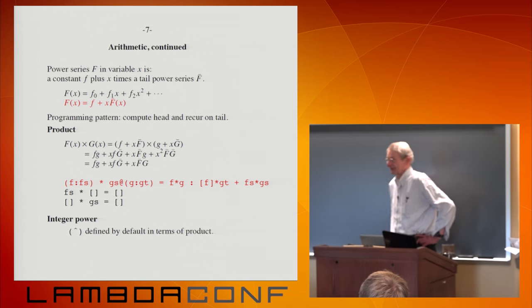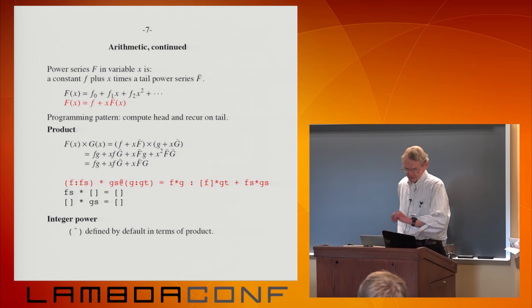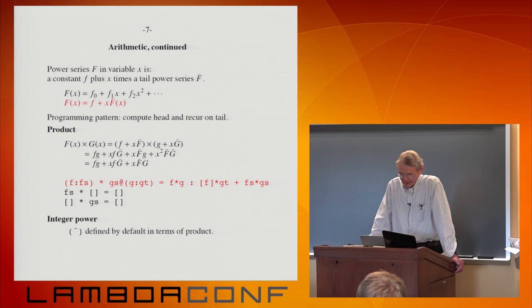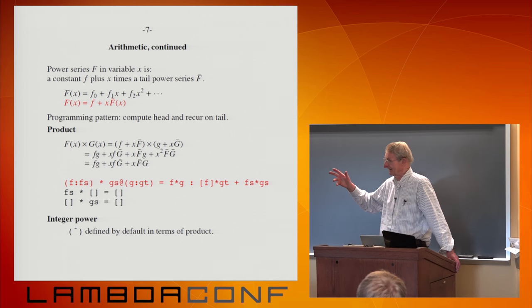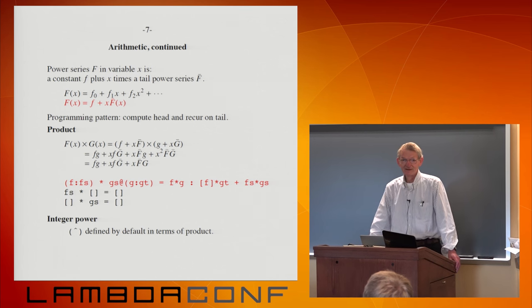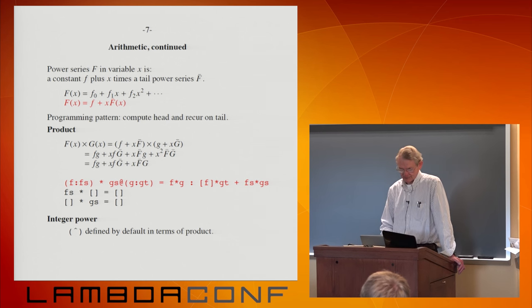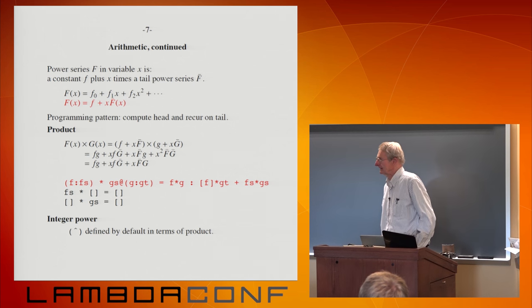Now it gets more interesting. Multiplication. Well, think of a power series in the upper red line. A power series F is a first term, lowercase f, plus x times the tail, and the tail has a bar over it. With that as the unfolding, we can find out what f times g is. And there are three lines of derivation here.